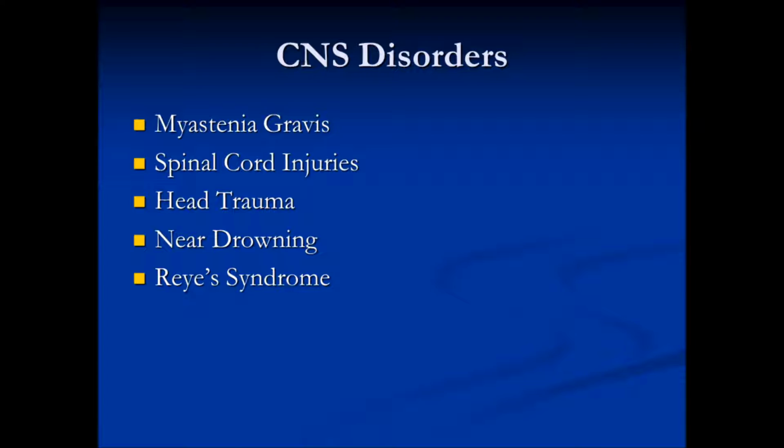Okay, for the central nervous system disorders, we're going to talk about myasthenia gravis, spinal cord injuries, head trauma, near drowning, and Reye syndrome. With myasthenia gravis, it's really uncommon for a patient of pediatric age to have it. But if they do, it'll be in two forms, either neonatal myasthenia gravis or juvenile myasthenia gravis.